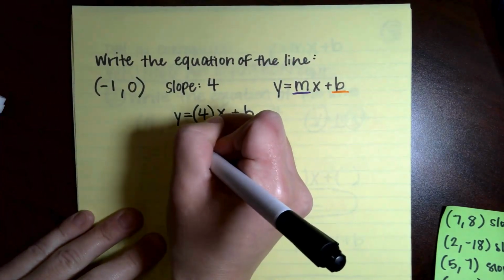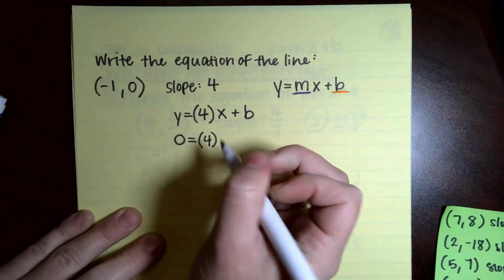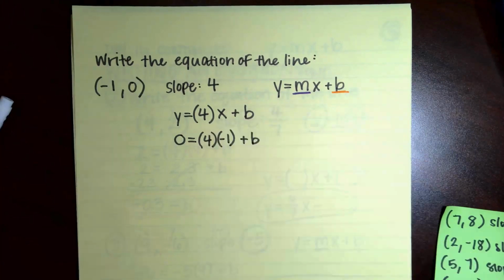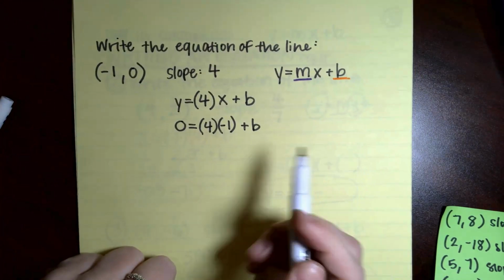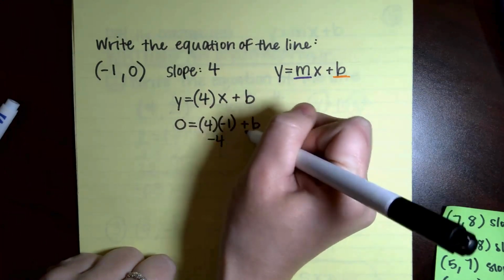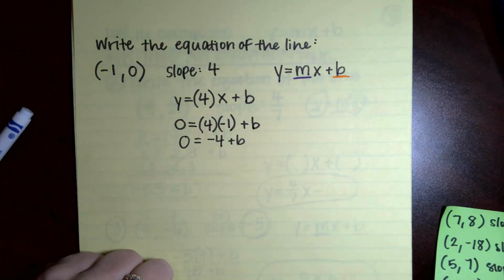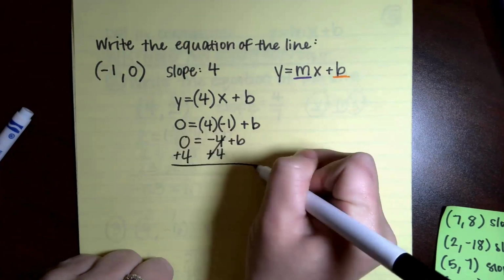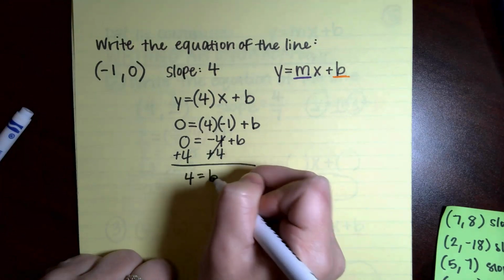Just like Jeremiah said, we're going to do 0 equals 4 times x, which is -1, plus b. Now we have 0 equals 4 times -1 plus b. What's 4 times -1? -4. Bring everything down, plus b equals 0. Now what? Plus 4 to get rid of it, on both sides. So we're going to have 4 equals b.